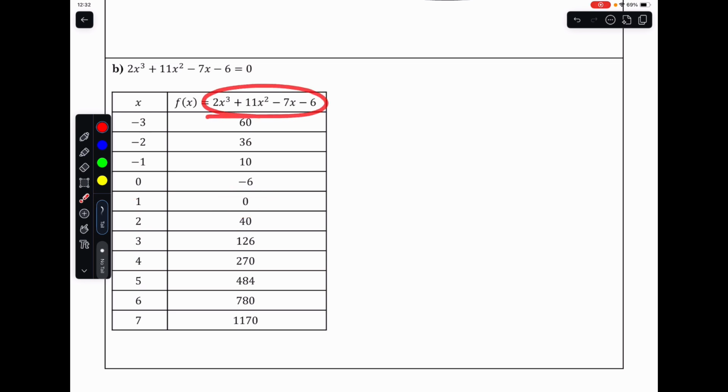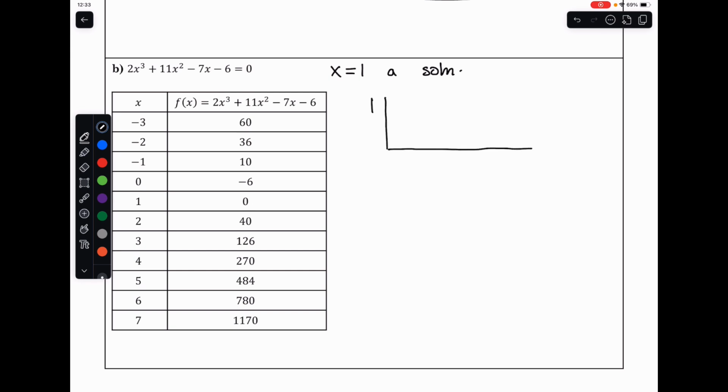So if f of x is equal to this value right there, when I plug in the number 1, according to the table, my answer has to be 0. So that's the solution. x equals 1 is a solution to this equation, which means that if I do a synthetic division problem with 1, I should end up with a remainder of 0. So we have 2, 11, negative 7, and negative 6. I'm going to bring down the 2, multiply, add, multiply, add, multiply, that's positive 6, and I do end up with 0.